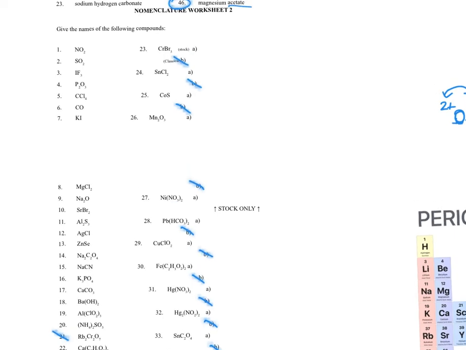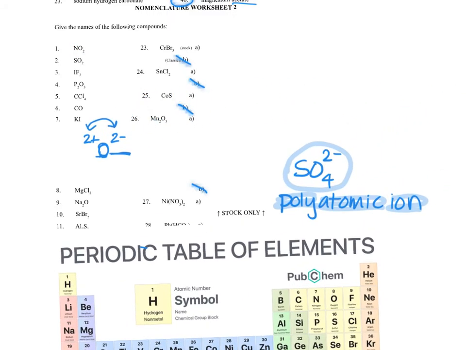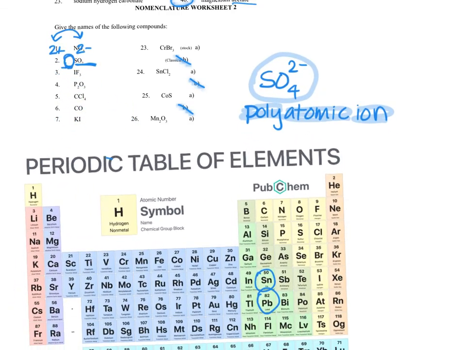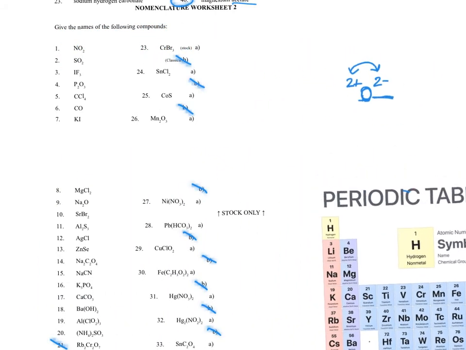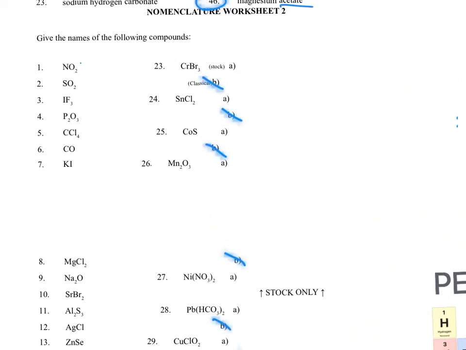So let me do a couple for you. Let's look at number 1. When I'm naming compounds, I still have to determine if it's ionic or covalent. I have nitrogen and oxygen. On the periodic table, you'll notice that nitrogen and oxygen are nonmetals, so that means this is a covalent compound. So I name it with prefixes. I have 1 nitrogen, so I name this nitrogen. I have 2 oxygens, it's a dioxide.